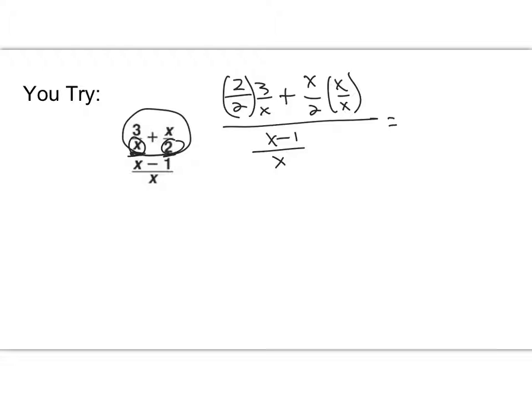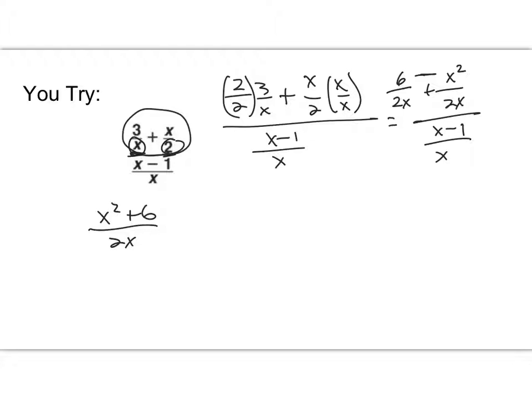Okay, so that's going to give me 6 over 2x plus x squared over 2x. I'm going to go ahead and combine this into one fraction. So I get x squared plus 6. I'm putting the 6 on the right hand side just because I like descending order. Okay, now I can reciprocate this and write it, or actually I'm going to write it as a division problem first.